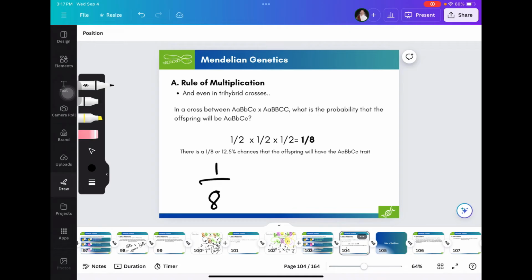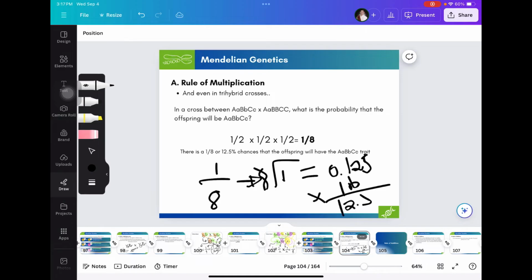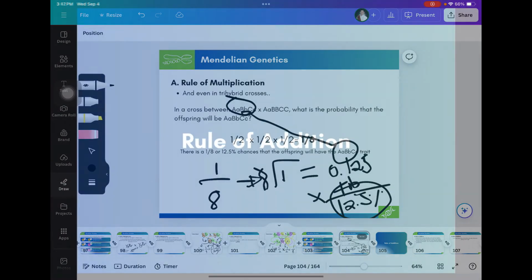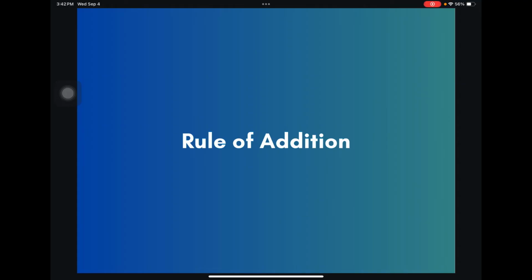So 1/8, you can actually convert that to percentage. 1 divided by 8, the answer is 0.125. We multiply it by 100. The answer is 12.5%. So meaning to say there are 12.5% chances that the offspring will be the same with the parent one.